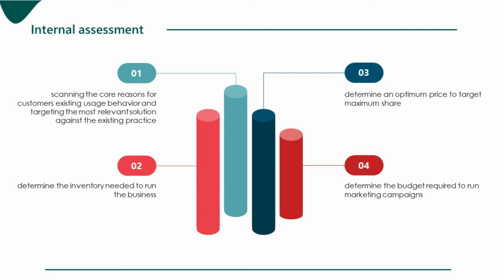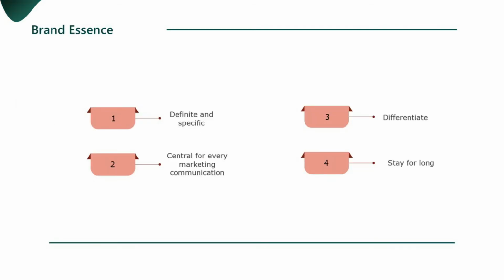The third area is to determine the inventory needed to run the business, and the fourth, a very important area, is to determine the budget required to run marketing campaigns. Step 2 is about identifying brand essence, which is going to be the soul of the branding process. Every marketing activity is going to be based on and around brand essence.